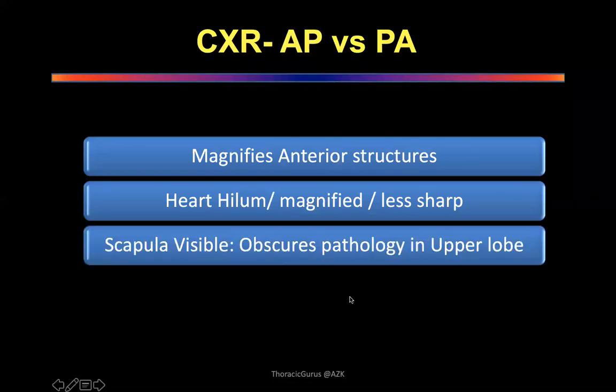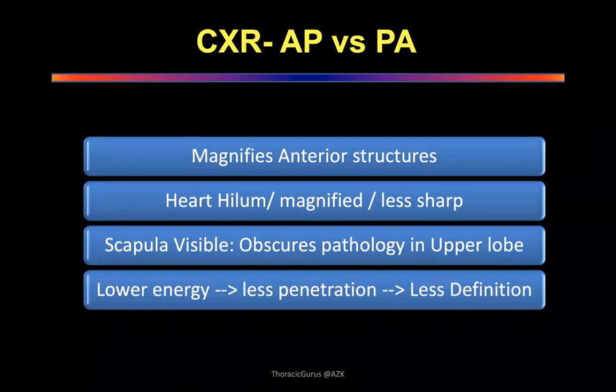The scapula is present in an AP film, which obscures the pathology in an upper lobe because the plate is behind the chest. The scapula is closest to the plate. So it always forms a shadow. And very often, because the scapula is superimposing a 3D image onto a 2D image, many times you might actually miss pathologies in the upper lobe when you are looking at AP images.